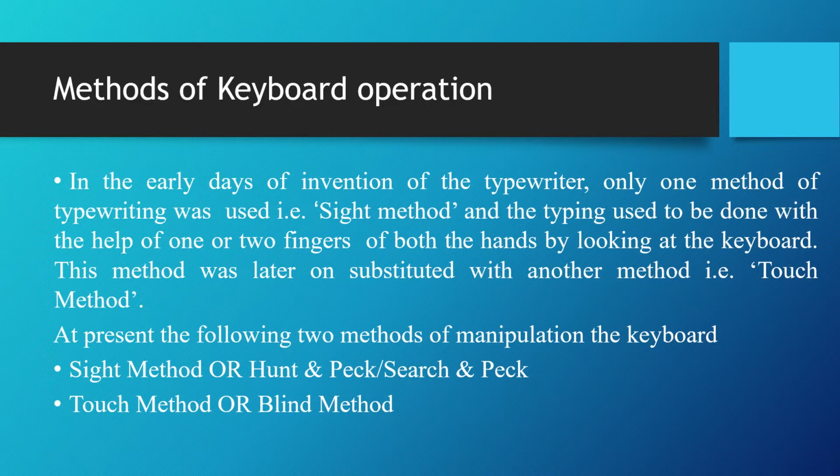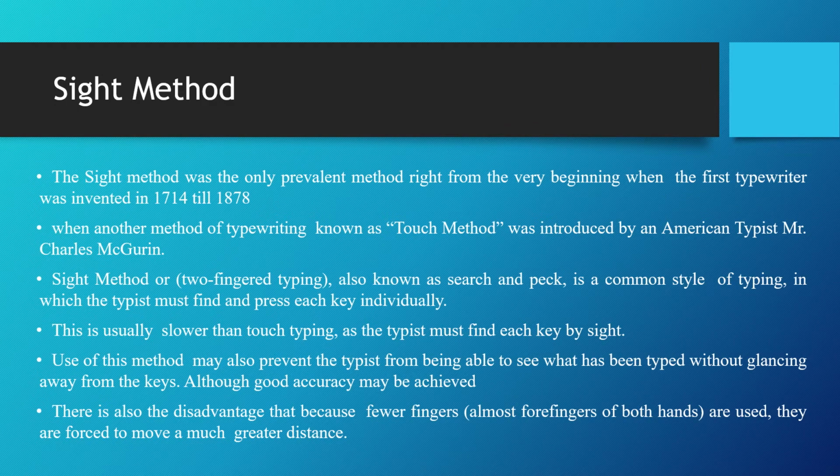At present, we are using two methods of typing. The first one is the sight method, the second is the touch method. The sight method is also known as the hunt and peck method or search and peck method, while the touch method is known as the blind method. The sight method first came into the market when the first typewriter came in 1714, and it was working till 1878, till another method came.